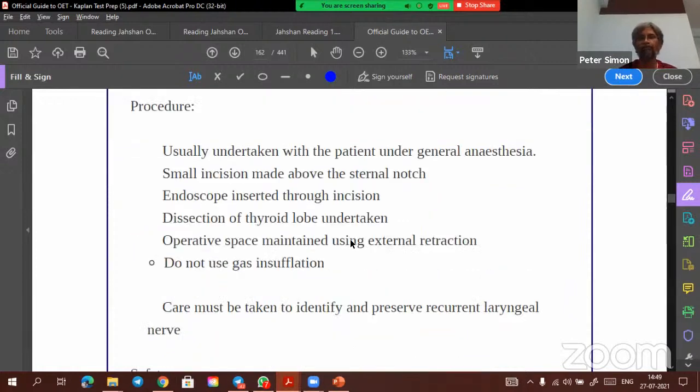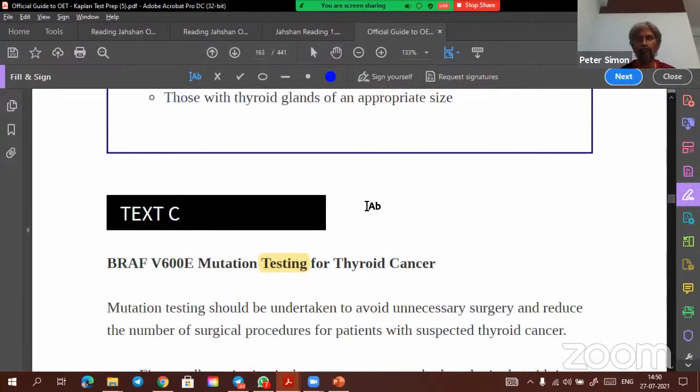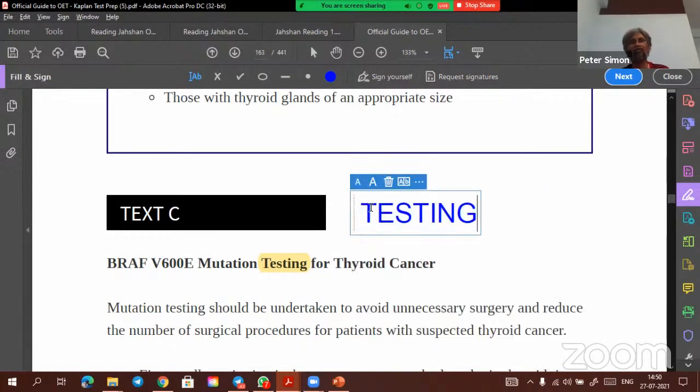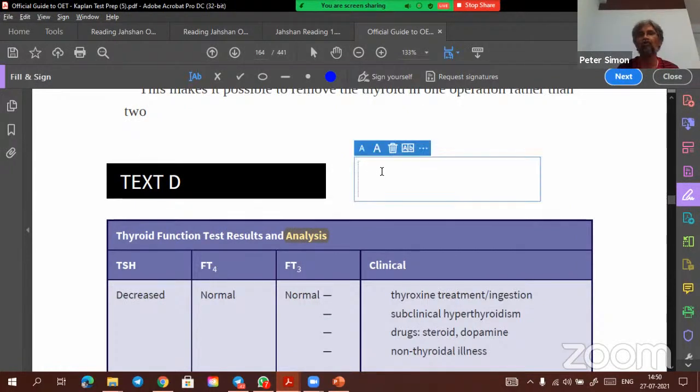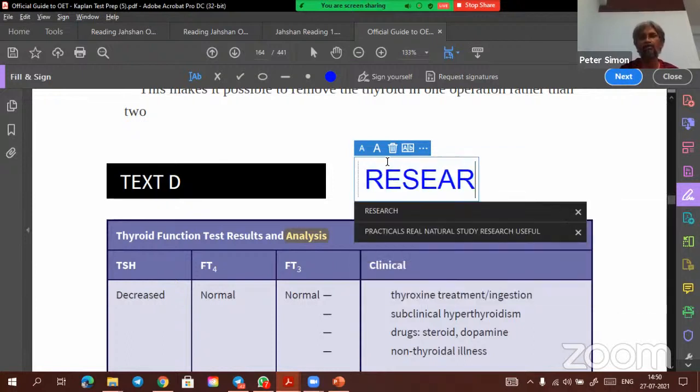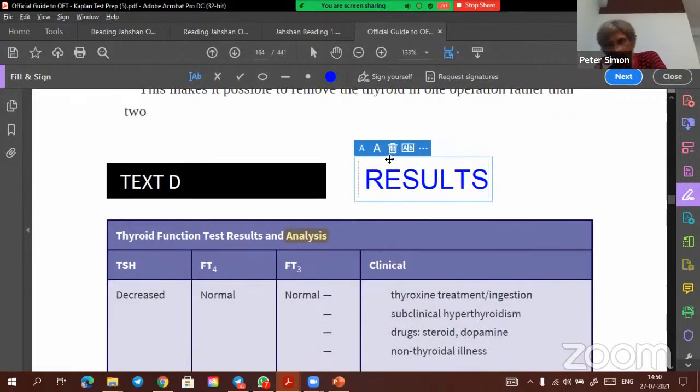Next one. C is testing. Mutation testing. And D is after testing, results. Analysis means research or study, or results. Results will come after tests, you know that. So after the test, you'll get results. So there are four things now. I'm going to give you those four particular words.